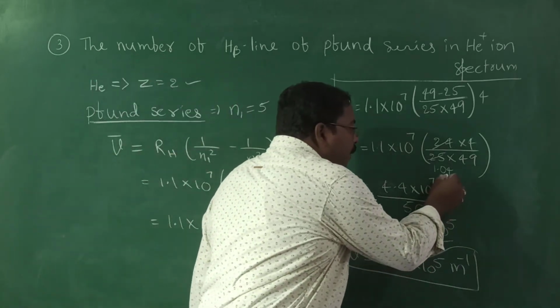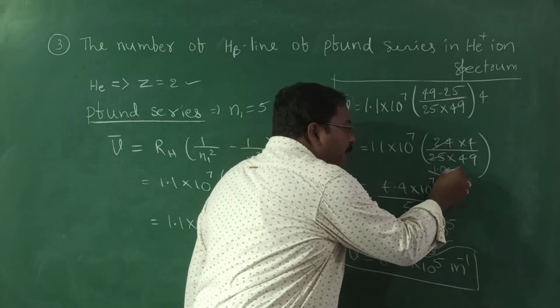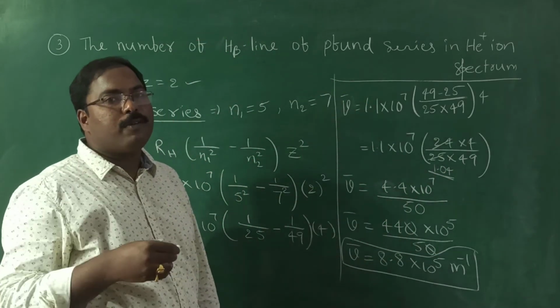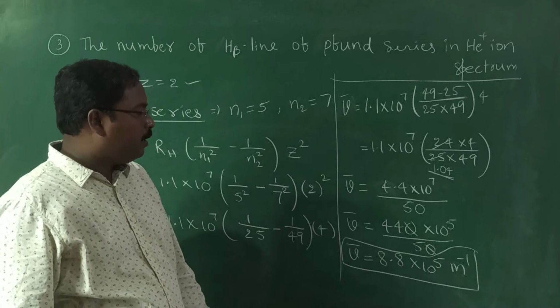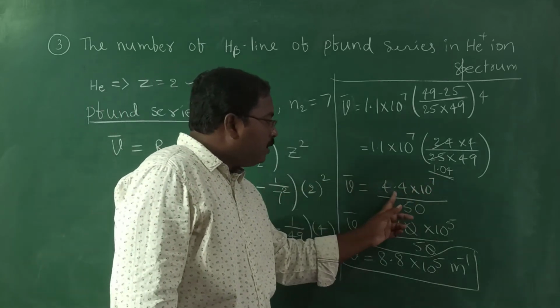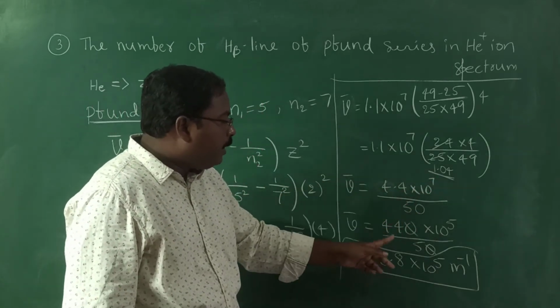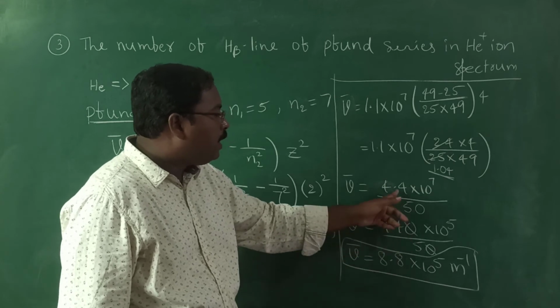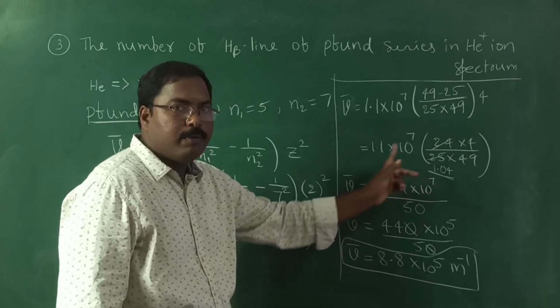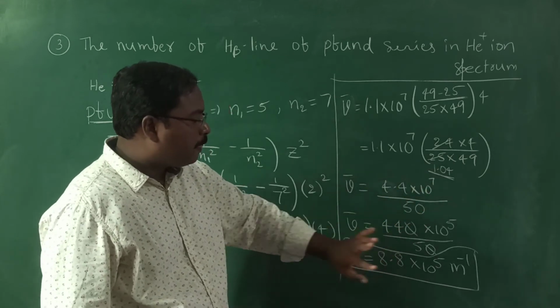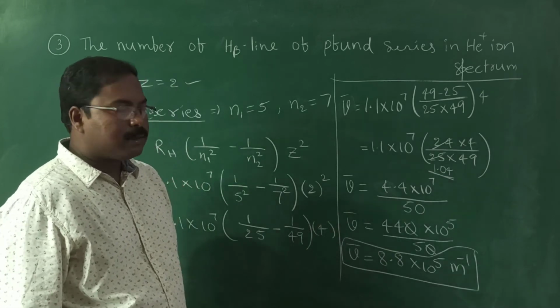I am not multiplying with a big number. I am multiplying with 1.04, a very small number. Okay? Then 4.4, for our convenience I have written it as 440. So into 100 we did. Okay? Then we got the final answer.